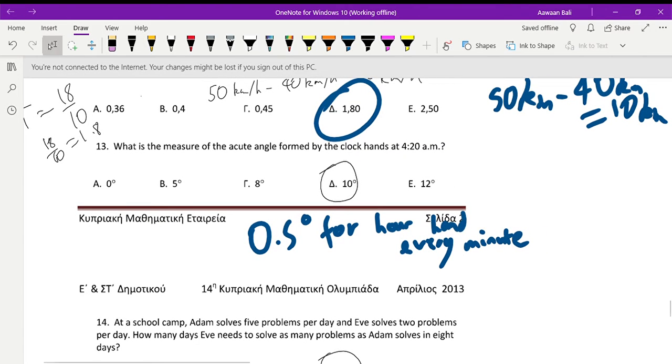Now, question number 13. What is the measure of the acute angle formed by the clock hands at 4:20 a.m.? Some people may have said 0 degrees, but that's wrong, because even if the hour hand is pointing at 4 and the minute hand is pointing at 20, there's still a bit of a minor difference.